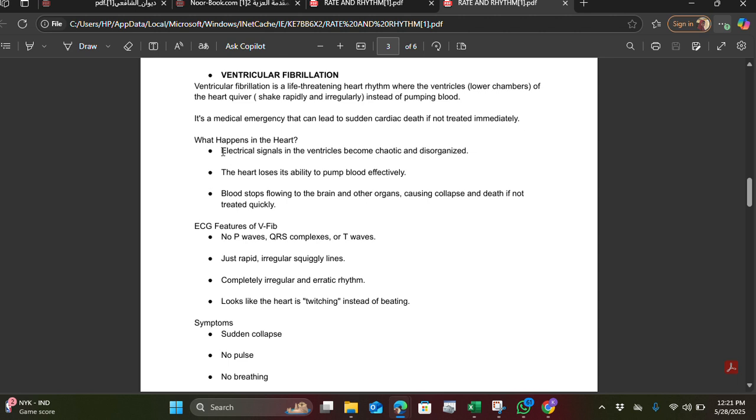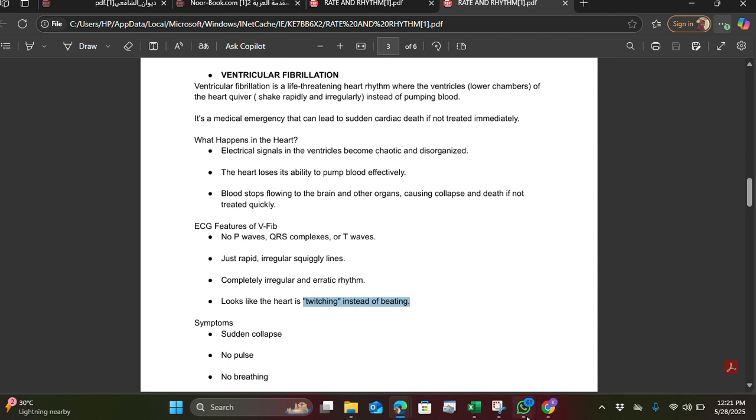What happens in the heart is that the electrical signals become chaotic and disorganized in the ventricles. The heart loses the ability to pump blood. Blood stops flowing to the brain, and when blood stops flowing to the brain, you can collapse and die. Also know that there are no P waves, no QRS complex, no T wave, just irregular, rapid, unnecessary lines. It's just like the heart is twitching. Sometimes our heart actually twitches. There are people for whom that's normal; their heart twitches instead of opening and closing.